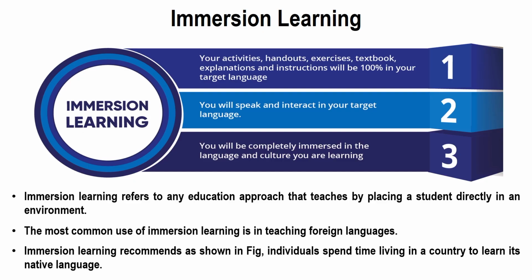How do they do it? In immersion learning, in the first phase, you have your activities, handouts, exercises, textbooks, then explanations and instructions will be 100% in your target language. Then you will speak and interact in your target language. Then at the third phase, you will be completely immersed in the language and the culture that you are learning. So, this is how immersion learning is practiced in language learning.